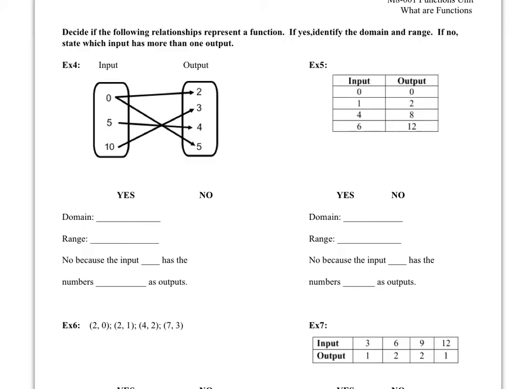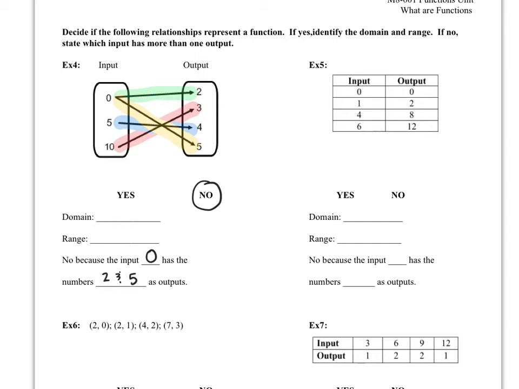So now we're going to put our function knowledge to the test. We're going to decide if something is a function, and if it's a function, we're just going to list the domain and range. If not, that means that one of our inputs had more than one output, and we're going to say which one. So on example 4, my inputs are listed here, 0, 5, and 10. I can see that 10 has one output of 3, 5 has one output of 4, but 0 could have an output of 2 or 5. And so what this is going to mean is no, this is not a function because the input 0 has the numbers 2 and 5 as its outputs.